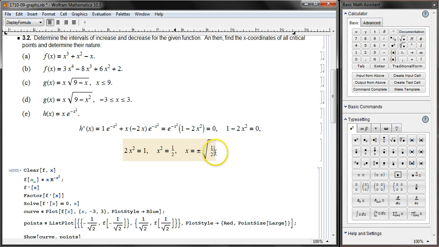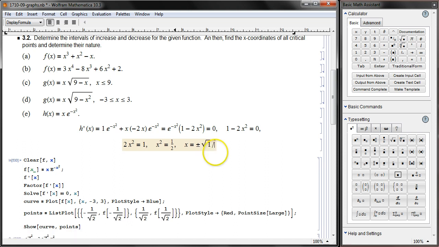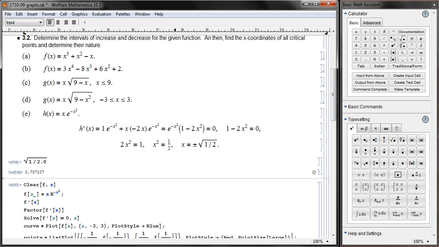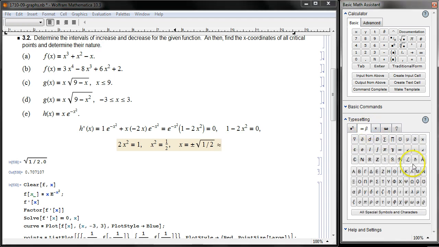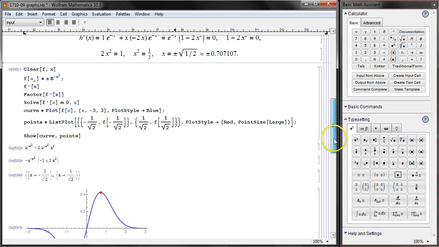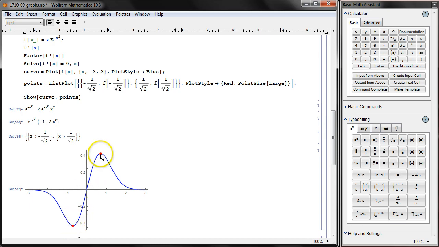Somehow I don't like this font. Okay, let's write it like this. Plus or minus the square root of 1/2. And if you want to calculate this thing, you can calculate the square root of 1/2, and then let's mathematically calculate it. 0.7 something. So here we go. That's approximately equal to plus or minus 0.7 something. Okay, where are they? Right here and right there.